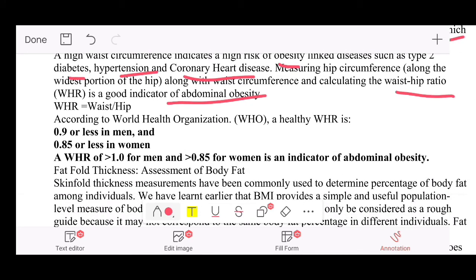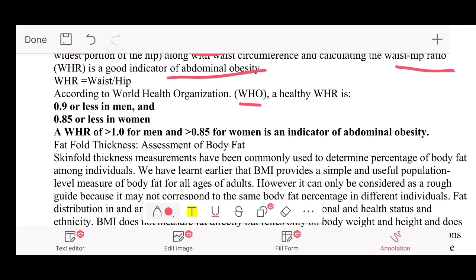Means if the ratio between waist and hip is greater than the standard, then we can say that the person has abdominal obesity, means in the abdominal area some fats are present. According to WHO, a healthy WHR, that means waist hip ratio, is 0.9 or less in men and 0.85 or less in women.